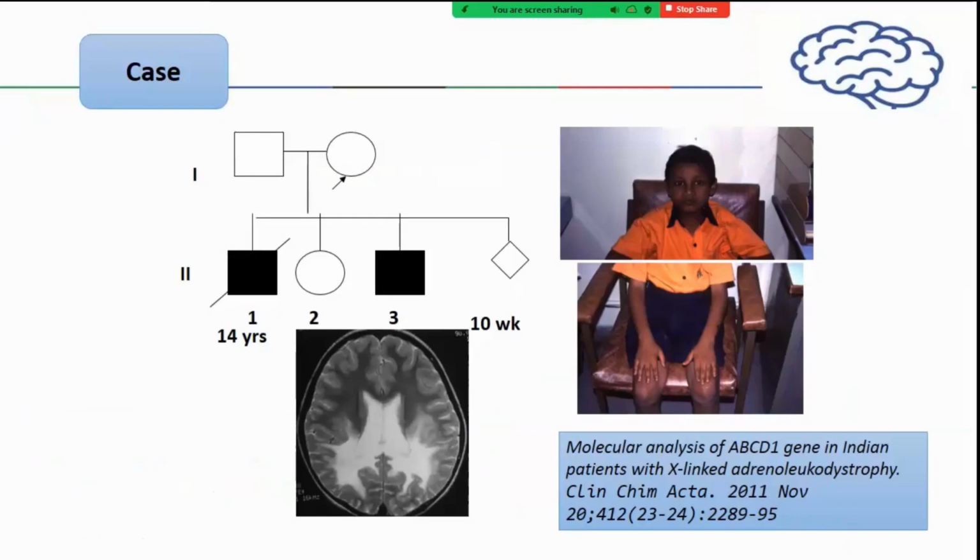Okay. Now this is another child. I think it should be a spot diagnosis. So one male has died. This is another male child. This is the MRI.